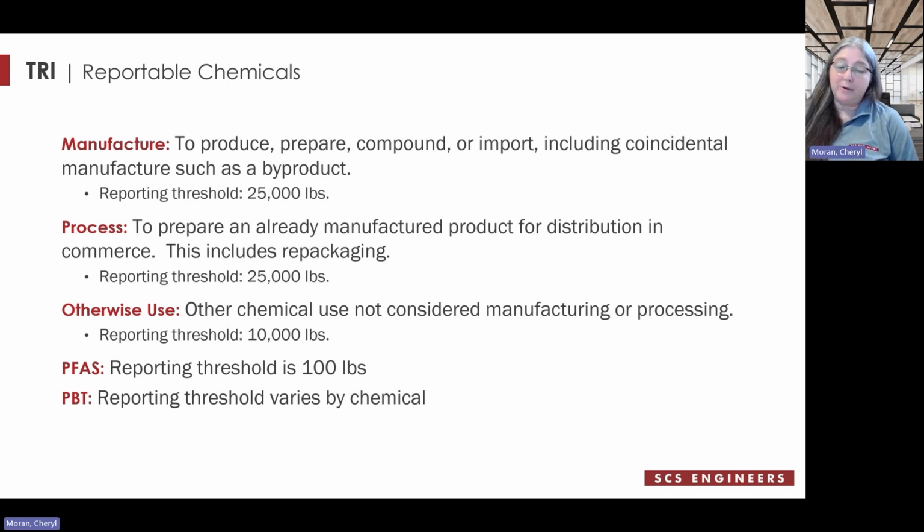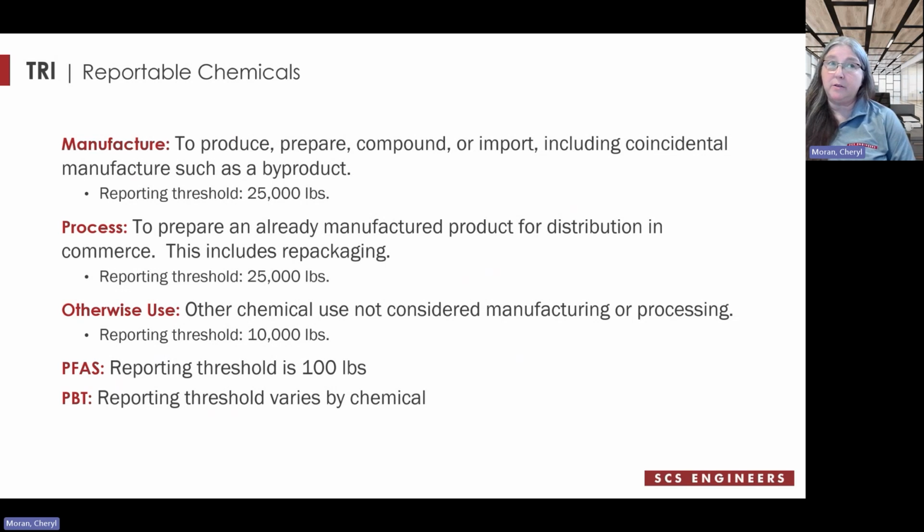Otherwise use is other chemicals that are not considered manufacturing or processing when they're used. A good way to think about this is that a chemical is otherwise used if it does not end up as part of the final product. So for an example, if we are painting and we have paint solvents that evaporate as the paint dries, they don't become part of the final product. So those solvents are considered otherwise used.